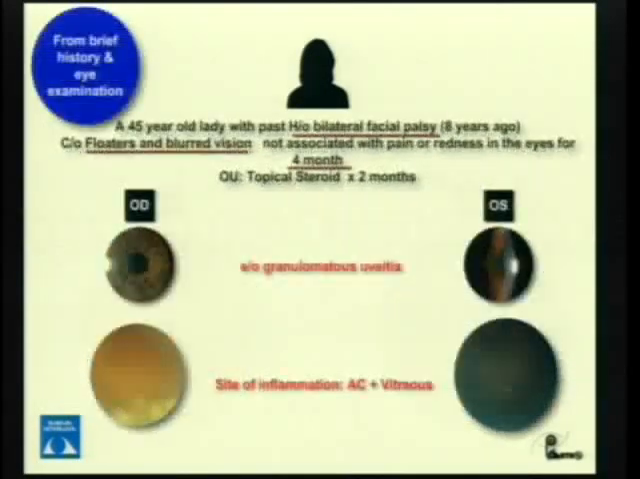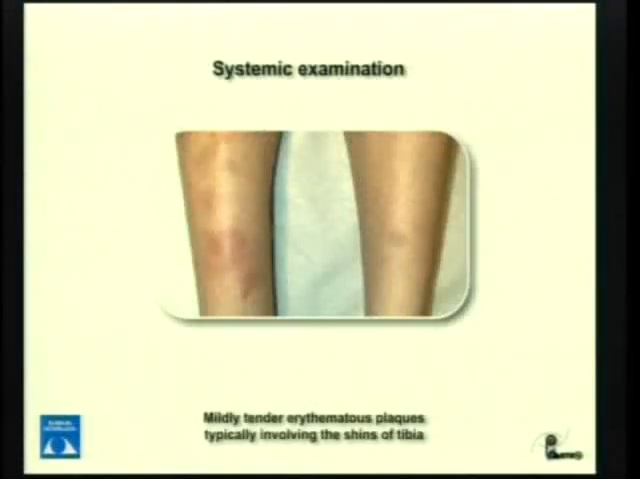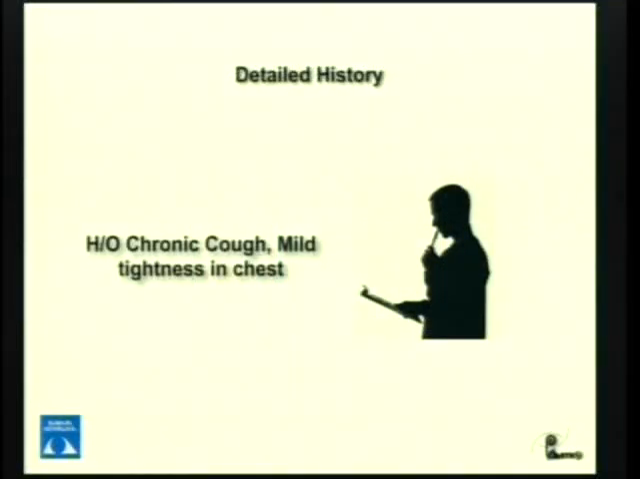From this history, I have underlined those. There is a history of bilateral palsy for 8 years. The patient is complaining of floaters and there is blurred vision. And the duration of this uveitis is 4 months. So it's a case of granulomatous uveitis. And the site of the inflammation is primarily in the anterior chamber and vitreous. On systemic examination, you have found mild tender erythematous plaques typically involving the shins of the tibia. These are erythema nodosum. On detailed history, she gave you the history of chronic cough and mild tightness in the chest.